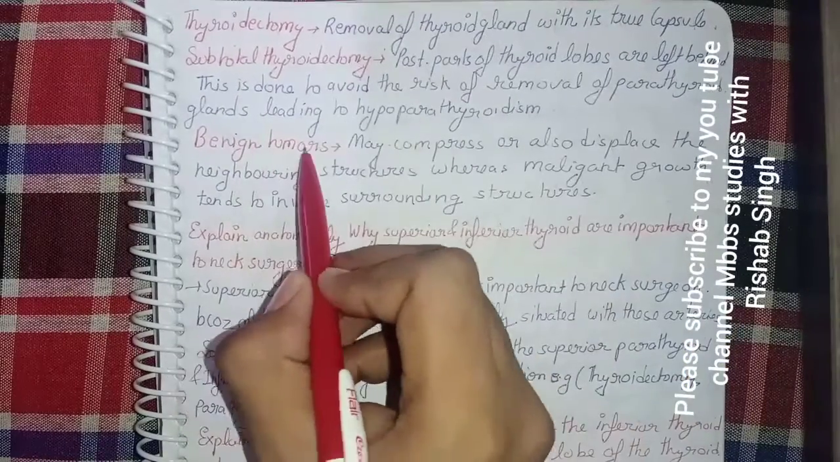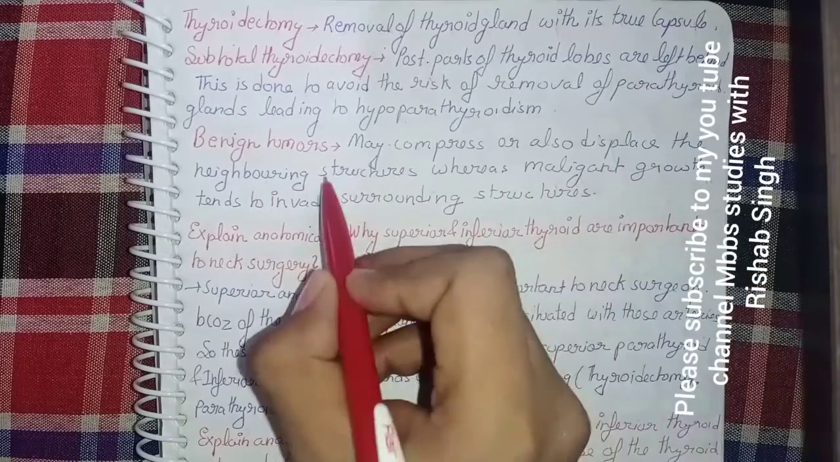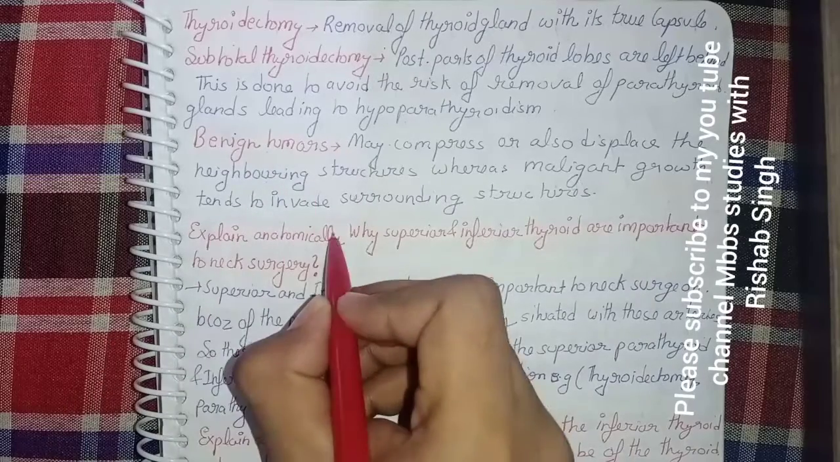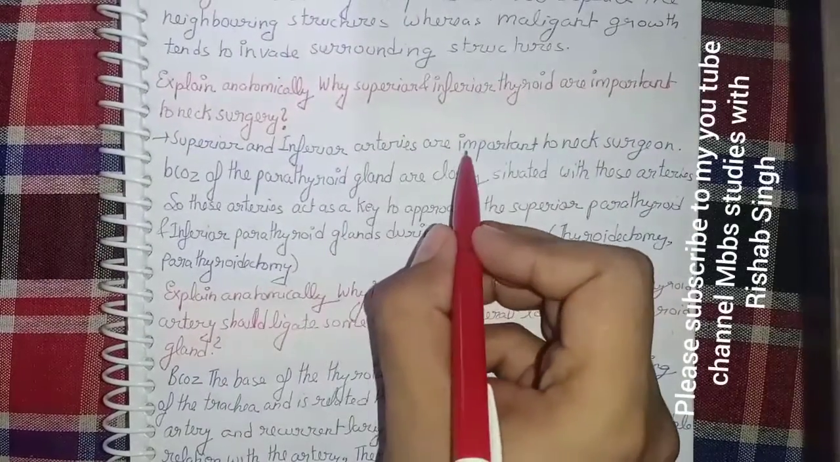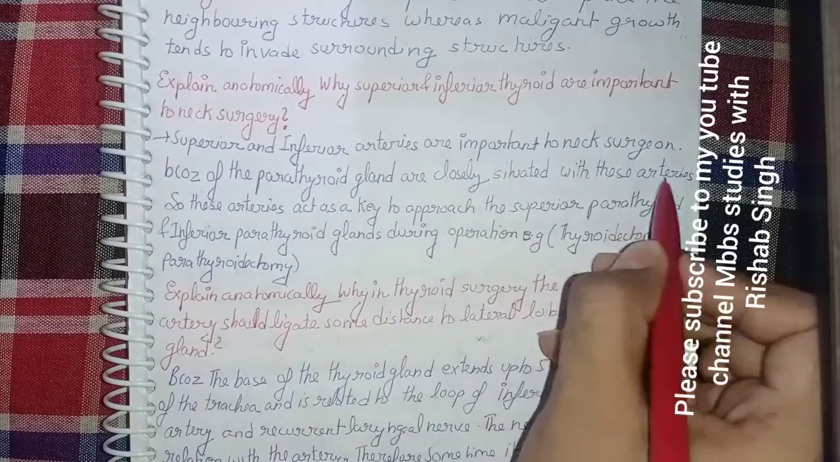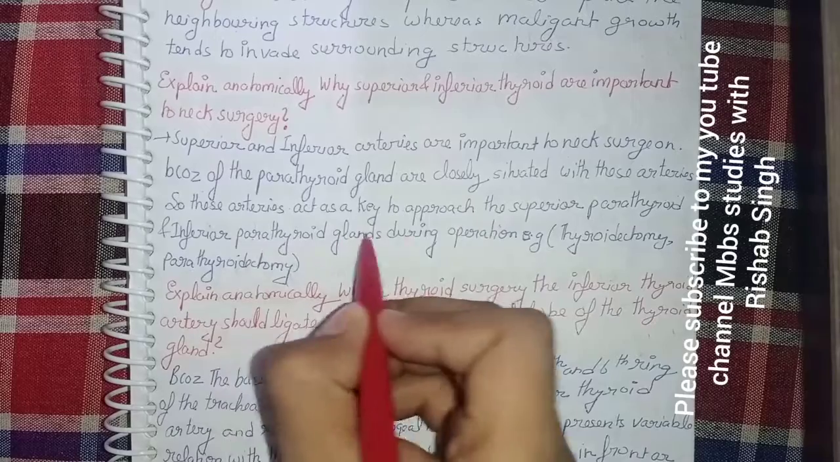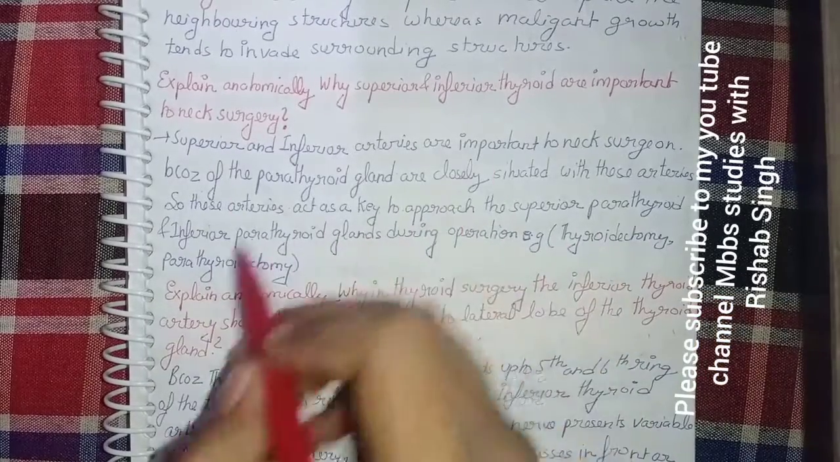Now coming to benign tumors: they may compress or displace the neighboring structures, whereas a malignant growth tends to invade the surrounding structures. Now explain anatomically why the superior and inferior thyroid arteries are important to neck surgery. The superior and inferior arteries are important because the parathyroid glands are closely situated with these arteries. So these arteries act as a key to approach the superior and inferior parathyroid glands in thyroidectomy and parathyroidectomy. That's why they are important in surgery.